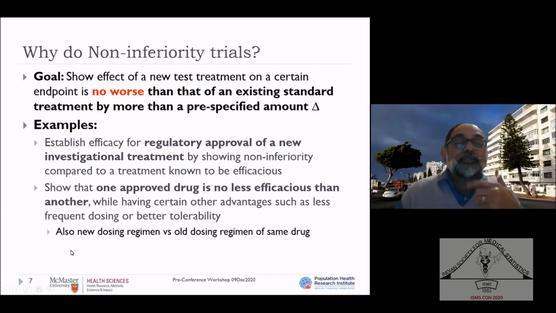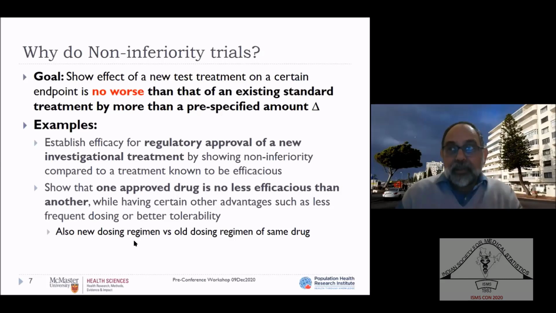Or, for example, it's used quite a bit in generics, in that sense. Now, another use for it is that we may want to show that one approved drug is no less efficacious than another approved drug, either for a new dosing regimen, like I gave you an example, or because for some types of diseases, we want to have multiple alternatives for the patient.